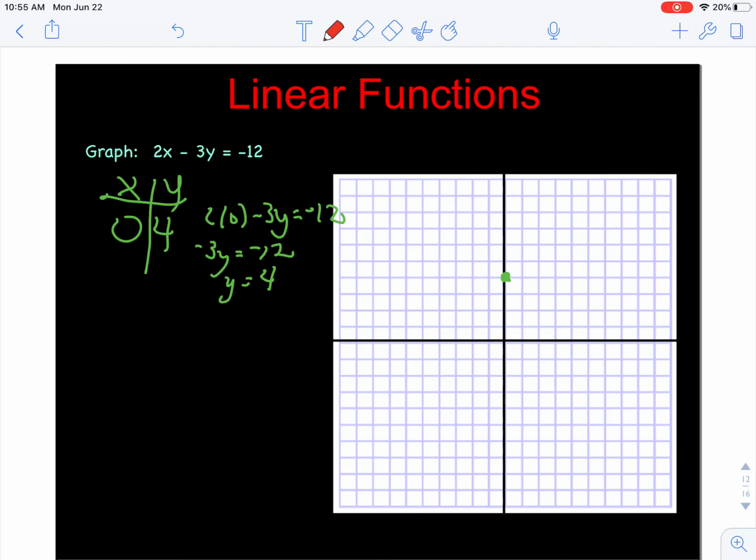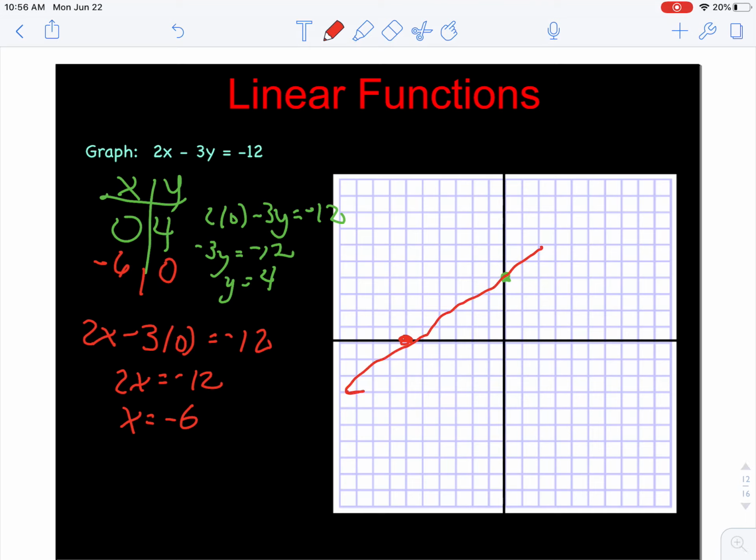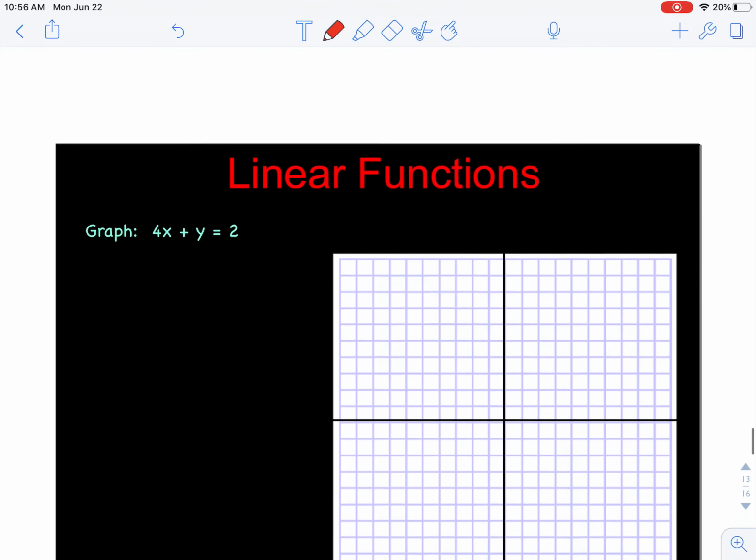Now I can do the same thing to find the x-intercept. I am going to put 0 in for y and find the x value. So now I would have 2 times x minus 3 times 0 equals negative 12. That gives you 2x equals negative 12, so x equals negative 6. That means my ordered pair (negative 6, 0) is on my line, right here. So now I have 2 points, and I can draw the line between any 2 points. Standard form can be a really convenient, easy way to graph.